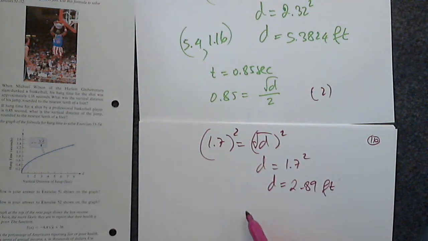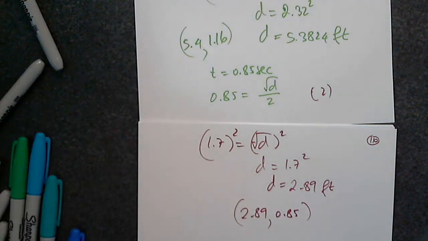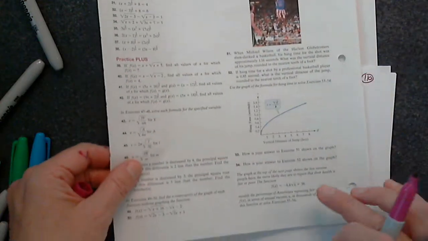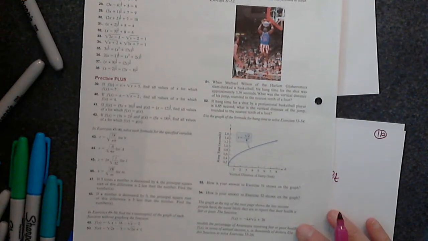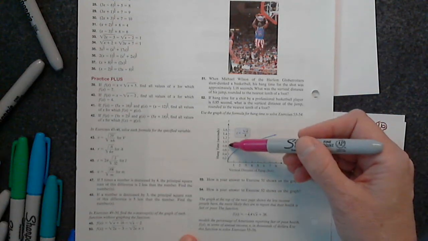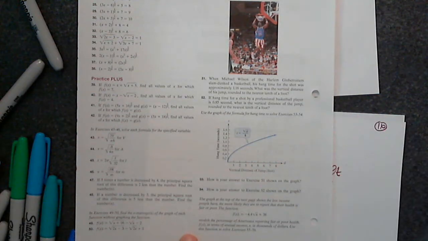2.89 feet. So then the point is 2.89 comma 0.85. So let's see whether we can identify the point on the graph. There should be no difficulty. 2.89 and 0.85. Is that clear? Okay, very good.